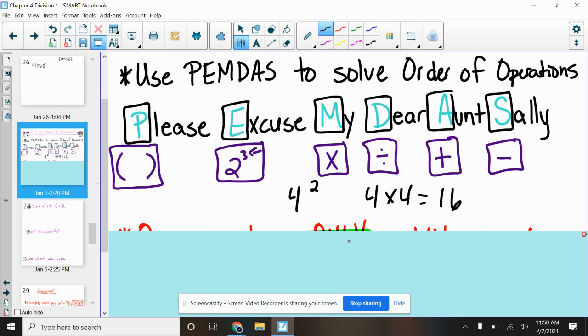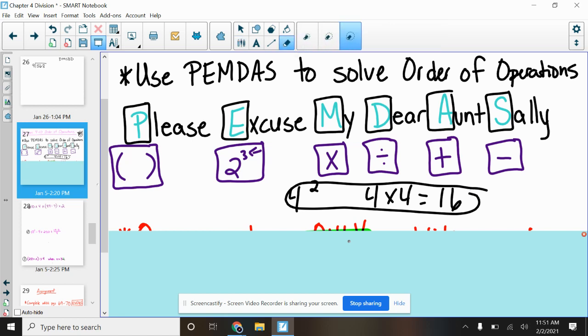Are you going to need that for order of operations? Yes, because this is math right here, people. If the problem gives you an exponent, you got to know how to turn that exponent into a number, just like if they give you 5 times 8, you got to know how to turn that into a number. So if it's 4 to the second power, you got to know how to turn that into 16. All right, so is anybody not clear on what the P and the E and the M and the D and the A and the S represent? Pretty clear on that?